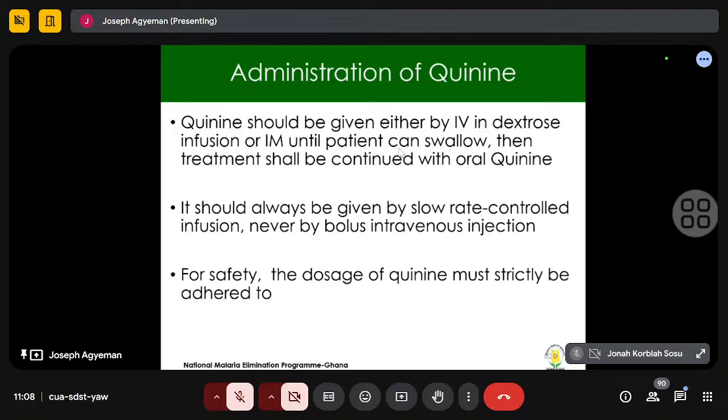I repeat, never give quinine injectable, be it IV or IM, undiluted. Why? Because it will cause severe hypotension and the patient may die. Hypo, a reduction in BP, not hyper. Hypo, reduced BP. If you give quinine undiluted, it happens.